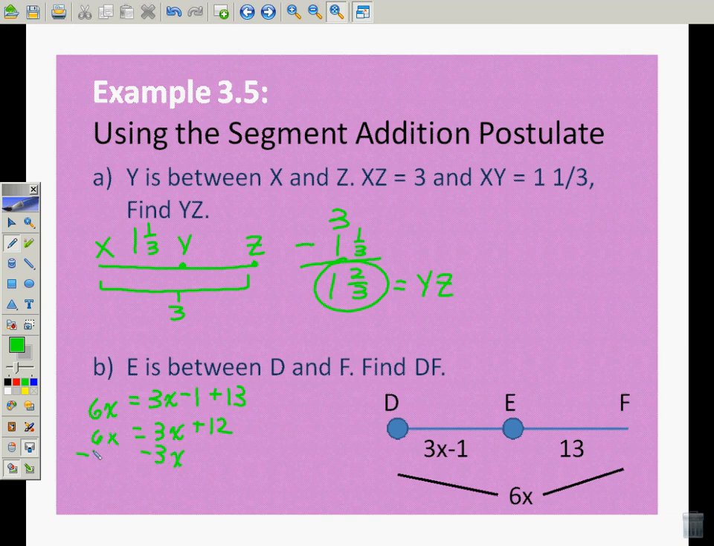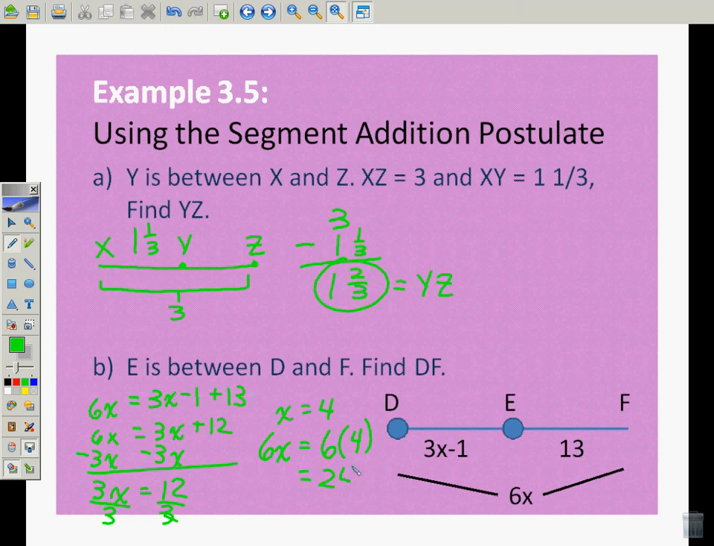A little bit of algebra in my life. Love it. Okay, so x is going to be equal to 4. X is equal to 4. So what are we saying right now? If x is equal to 4, I want to find the length of the entire segment. Well, what's the entire segment? The entire segment is 6x. So it's going to be 6x is equal to 6 times 4, which is equal to 24. So the whole segment is 24.